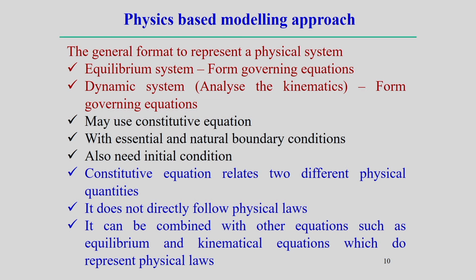Now, what is the general format to represent a physical system? We normally represent the physical system assuming that some equilibrium system exists. When we assume an equilibrium system, it is associated with some governing equations along with boundary conditions. Even if it is not an equilibrium system but a dynamic system, it is also possible to represent the dynamic system in the form of a governing equation. Of course, in these cases we analyze the kinematics of the particular process, and that also forms the governing equations.